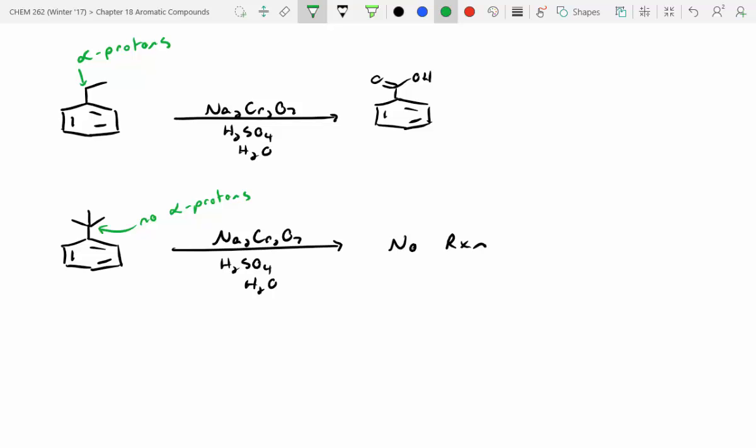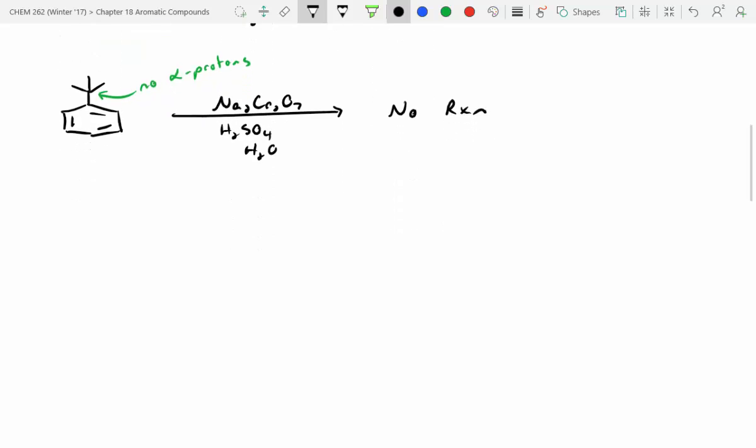What about isopropyl benzene? Can you oxidize isopropyl benzene? Yes, and you can still make benzoic acid. The one problem with these reactions is if you have any other functional groups that can get oxidized, they will too. So for example, if you've got an alcohol and you do these reactions, you will also oxidize an exterior alcohol. So let's do an example of that.